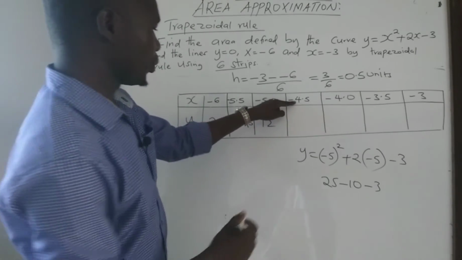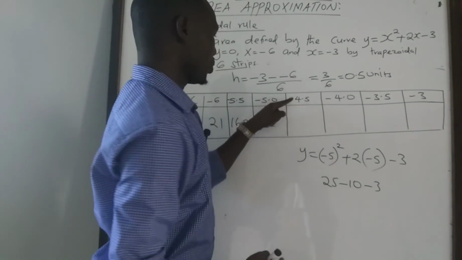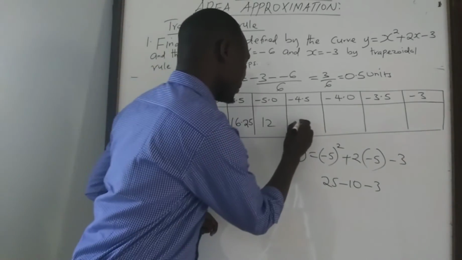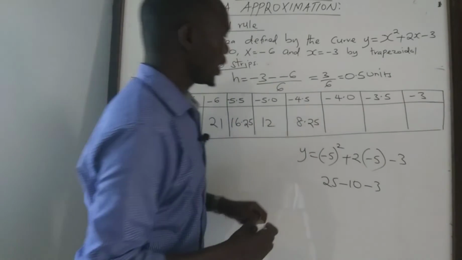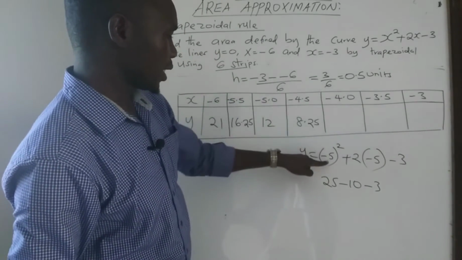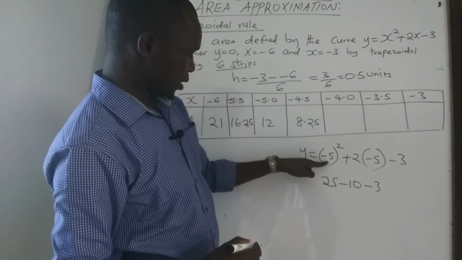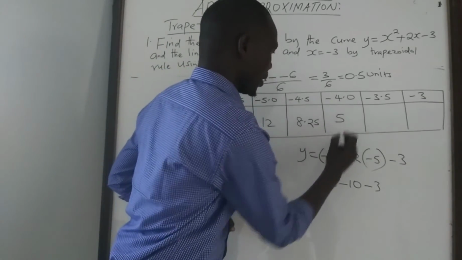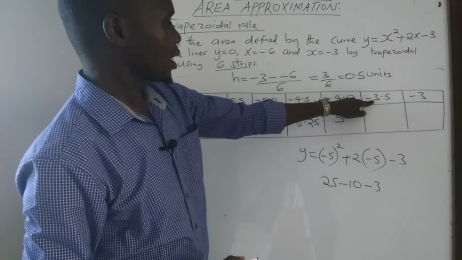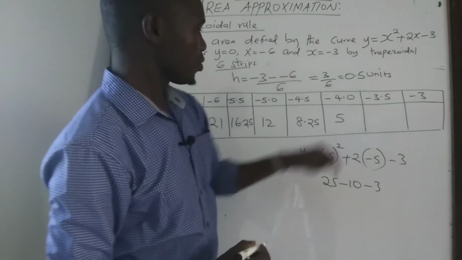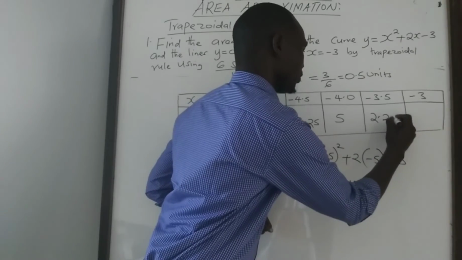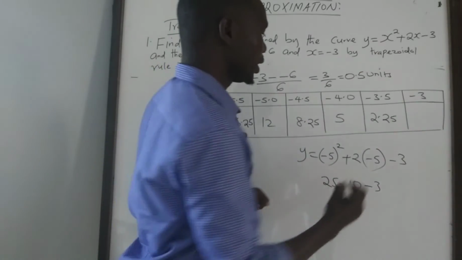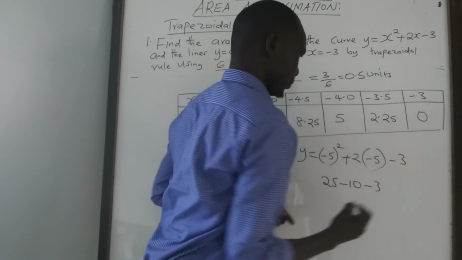Next we have negative 4.5 is what we are going to put here. And when you work out that, you are going to get 8.25. And then next, now you go and substitute the value of x here. And when you substitute the value of x, which is minus 4, you are going to get 5. And then now, if you substitute this value of x in this function here, you are going to get 2.25. And lastly, when you substitute the value of x in this function, it is going to give you a 0.